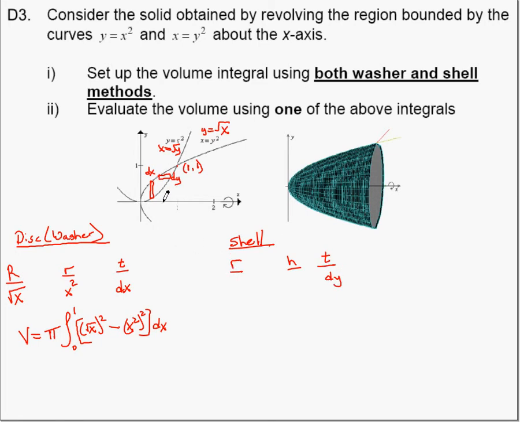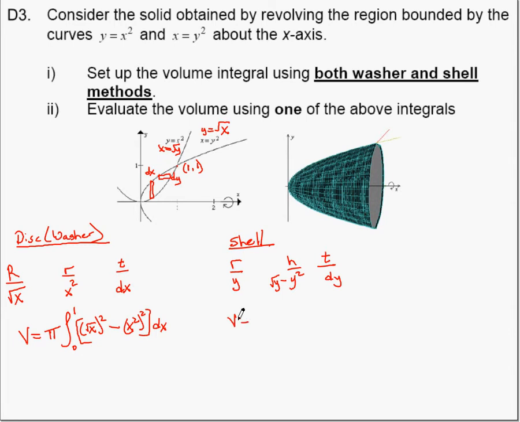Radius means the distance from the axis to the rectangle, and it always corresponds to the thickness. It's in the y direction, so y. The height is the right side of the rectangle minus the left side. So in this case, that's root y minus y squared. Root y is this curve, y squared is this curve. Notice dy, so here we have everything in terms of y; this was dx, so everything was in terms of x.